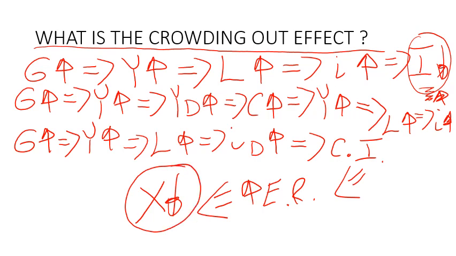All right. So there are two parts of the crowding out effect. A decrease in physical investments and a decrease in exports.